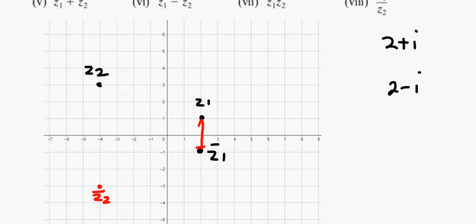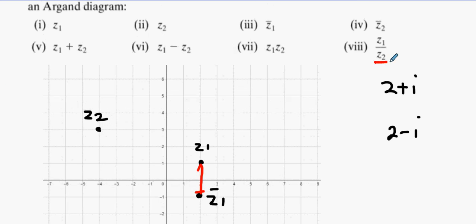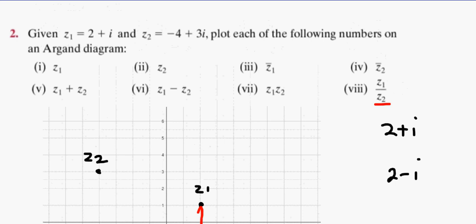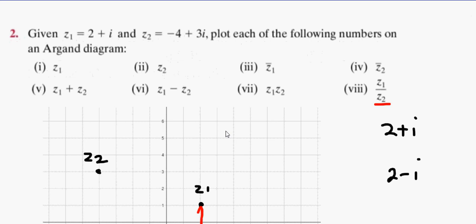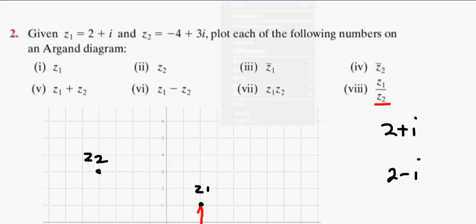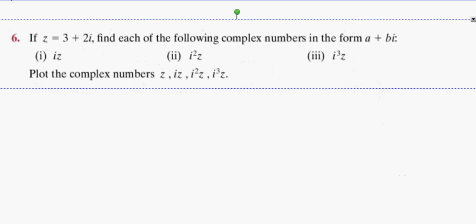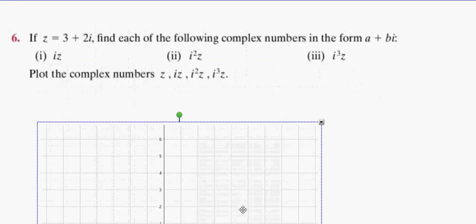The rest of the equations, you'll either multiply them out or do the conjugate thing and you'll get an answer and you'll plot the answer. Is that alright? There's no other special tricks that I can show you here. Right, so we'll move on from question 2. Alright, question 6. I like question 6, it's a good one. It shows the effects of multiplying by i. Okay, so paste. And this works for all of these, right?